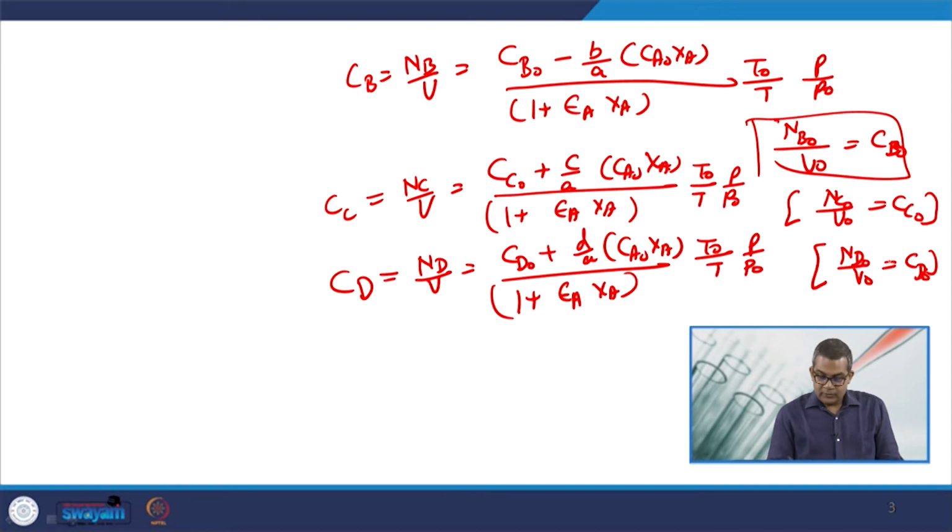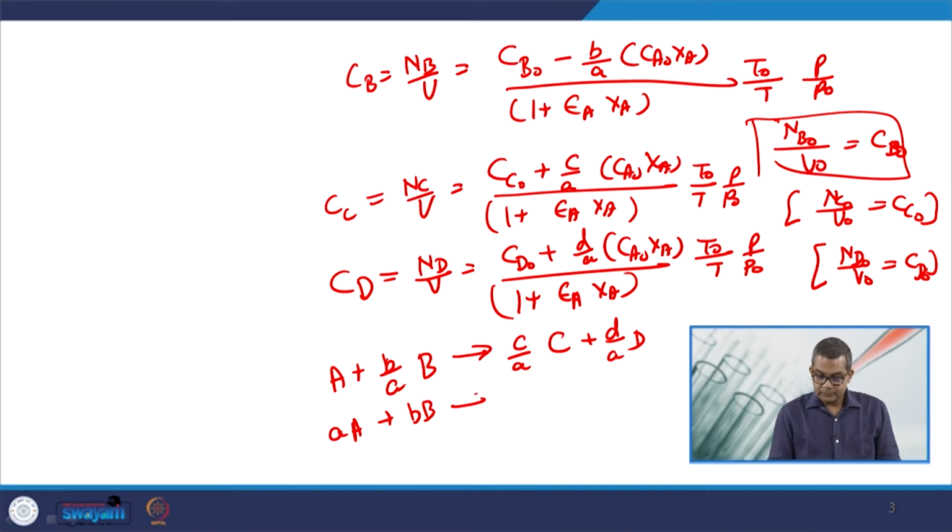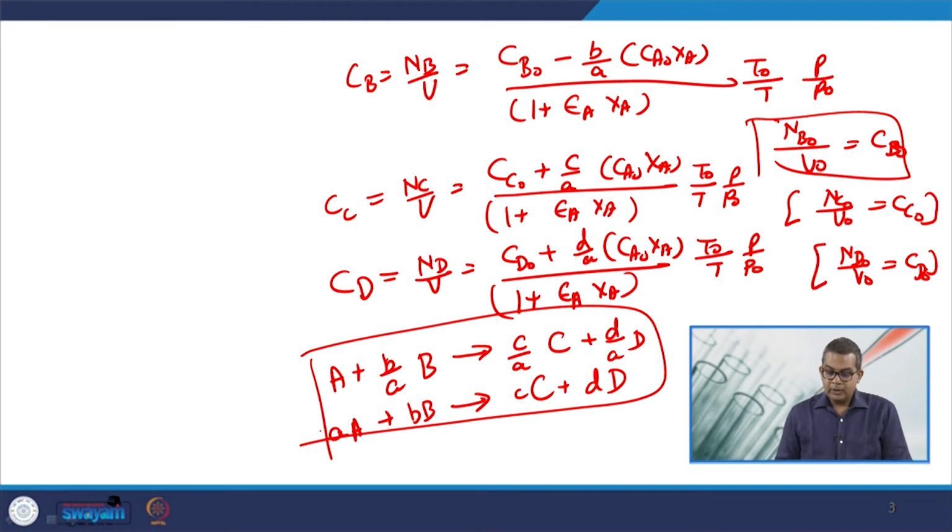So, if you see, we are referring to this particular reaction like this: B upon A, C upon A, C plus D upon A D. This is based on this particular equation. So, based on this particular approach, you can predict the things accordingly.